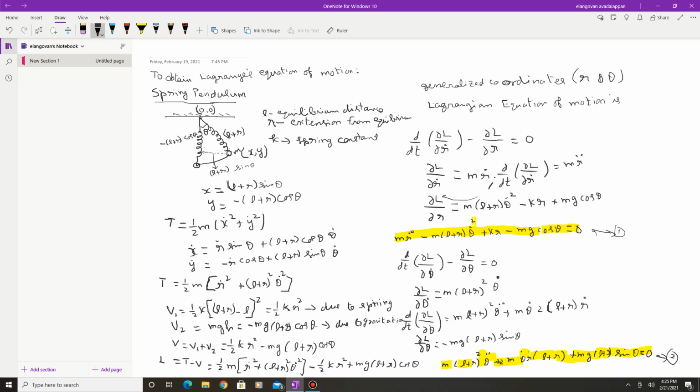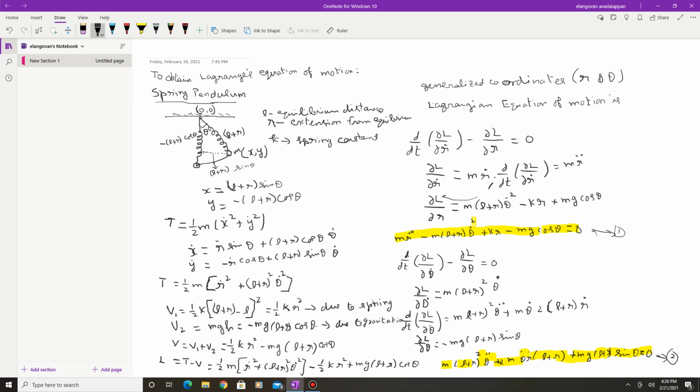the second term is m theta dot, and you differentiate this term with respect to t, so 2 into (L plus R) into r dot. Similarly, you have to find partial dL by d theta. You know the expression for L. If you differentiate with respect to theta partially, then this expression becomes minus mg into (L plus R) into sin theta. Now substitute this value in that Lagrange equation of motion.